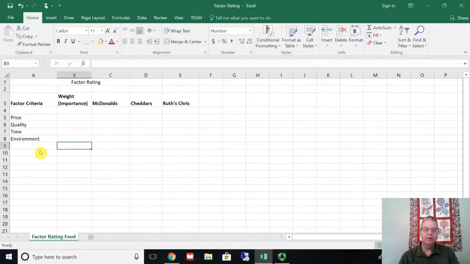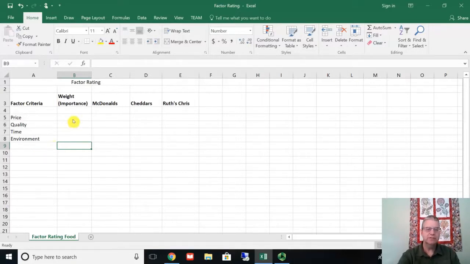And then I have three different options here, and probably everybody's familiar with the three options. I can eat at McDonald's, I can eat at Cheddar's, or I can eat at Ruth's Chris. And I'm going to try to figure out which one of those would be the best option for me based on the weights that I assign. So we'll get started here.